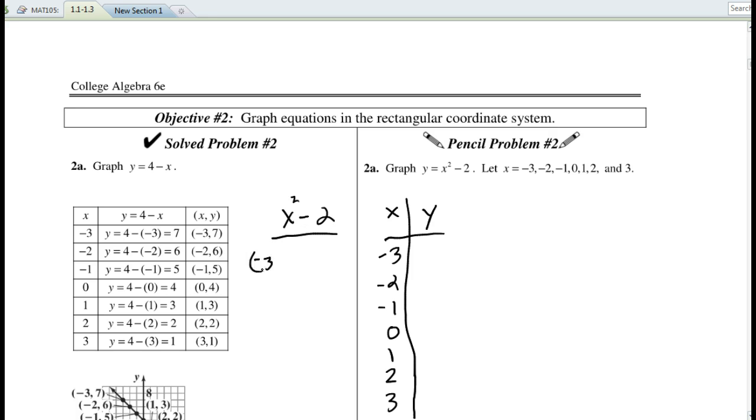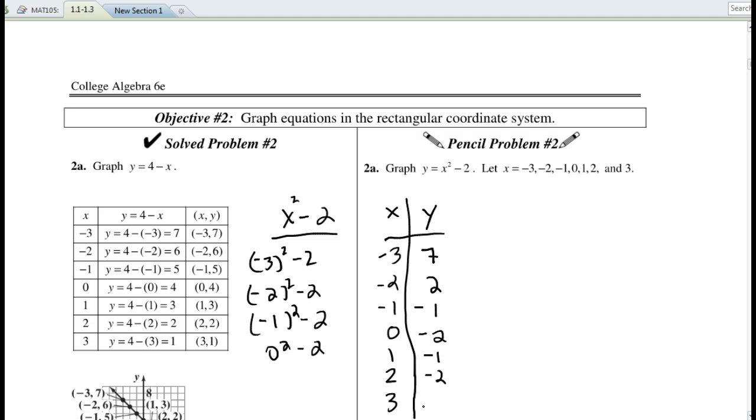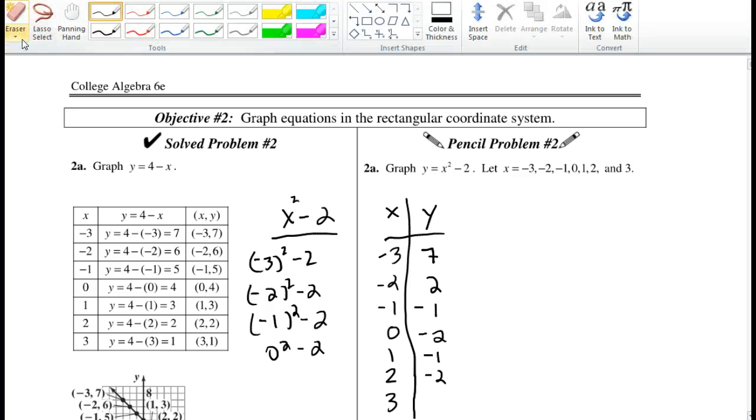So negative 3 squared minus 2 is going to be 9 minus 2. That gives us 7. Negative 2 squared minus 2 is going to give us 4 minus 2, which is 2. Negative 1 squared minus 2 is positive 1 minus 2 is negative 1. 0 squared minus 2 gives us negative 2. And then if you notice, if you square positive 3, you get 9. Square positive 2, you get 4. And square positive 1, you get 1. So these values will all just repeat in the opposite order. So we'll get negative 1, positive 2, excuse me, and positive 7.